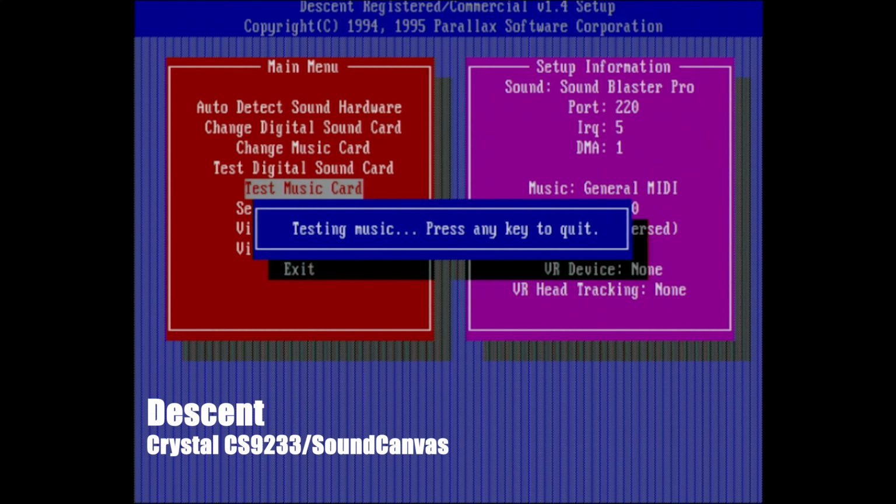And like other Dream-based chips, it seems to have a problem in Descent. Clearly the audio is peaking much like it did in Monkey Island, and this just seems to be a limitation of the card.